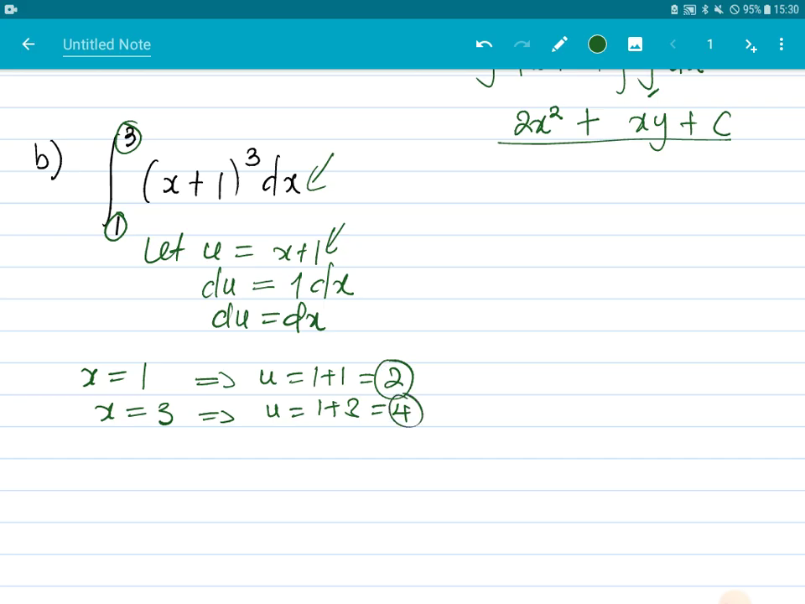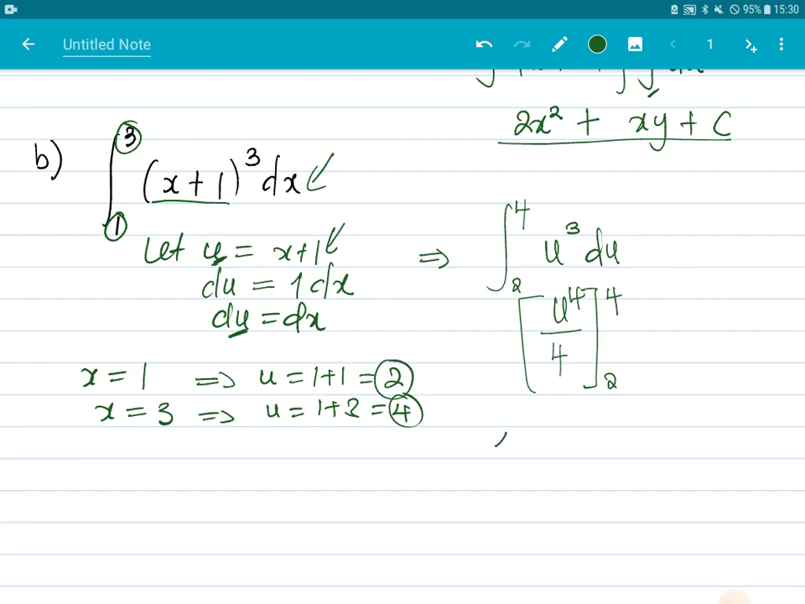So as we evaluate the integral now, we'll be integrating from 2 to 4. But here we're going to put u to the power 3, because that is what the expression becomes. Then dx is just equal to du, so we put du like that. Then we are good to go. Once we do that, we can now evaluate this one, which will just be u to the power 4 over 4, from 2 to 4.